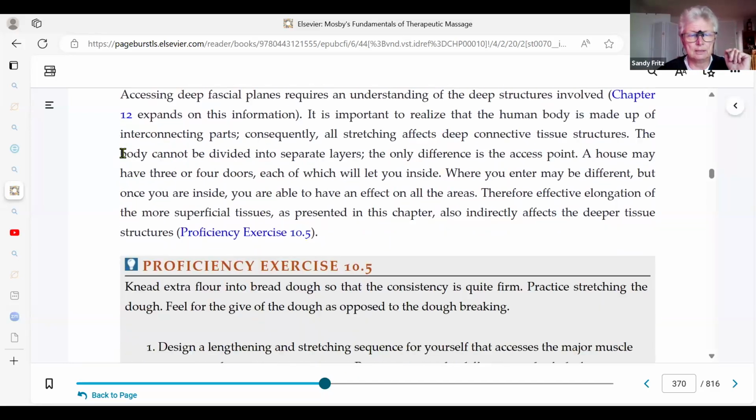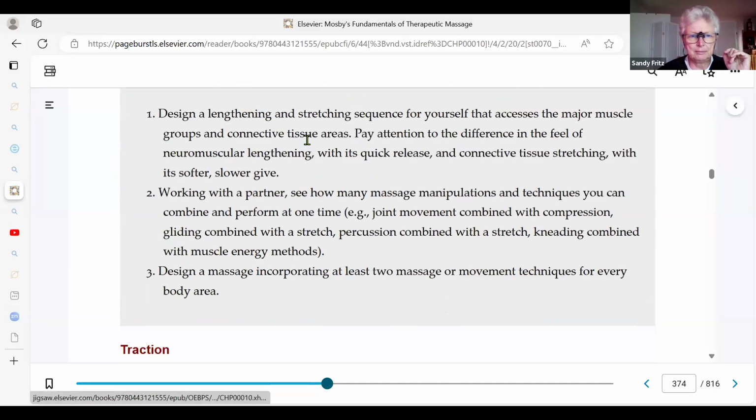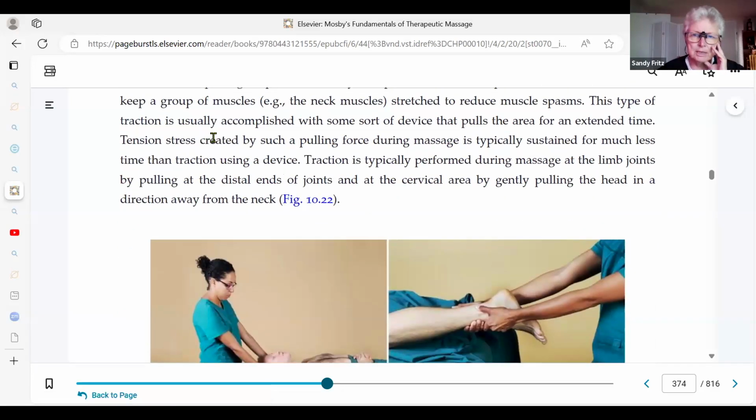And then a little bit of discussion about how we do it, and is it biologically plausible that we can get into some of the deep fascial planes? And maybe the answer is maybe. Traction is an elongation approach. The thought here is to apply enough elongation force to bring a little bit of separation into the joint structure.